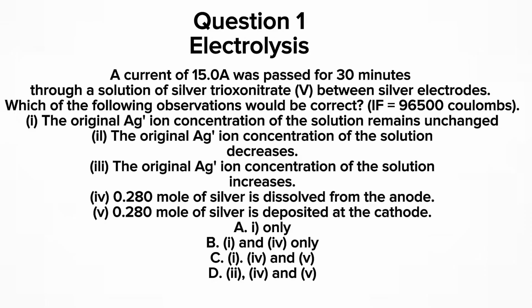And then you have your options here where A is I only, B is I and IV, C is I, IV, and V. So what will be the perfect answer to this question? Now, first of all, let us bring out the parameters that we are given in the question.